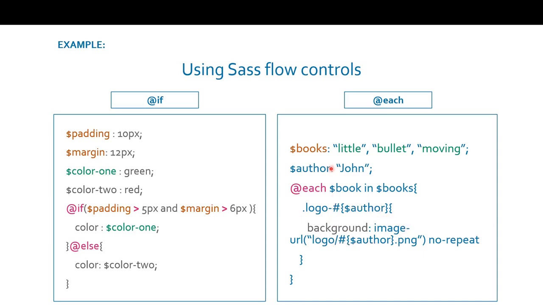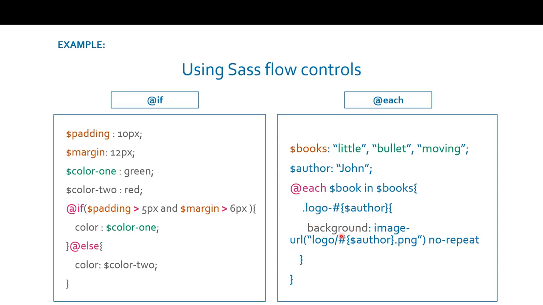I'll have these three books here, then I want to use these three books to create a class with background image. So I use @each to loop through, for every book in books. This is how to use the @each statement: each book in books, that is just the construct. What do you want to do for each book in books? For each book in this list of books, I want to create a class, and this is the class I want to create. This is a CSS class I want to create.